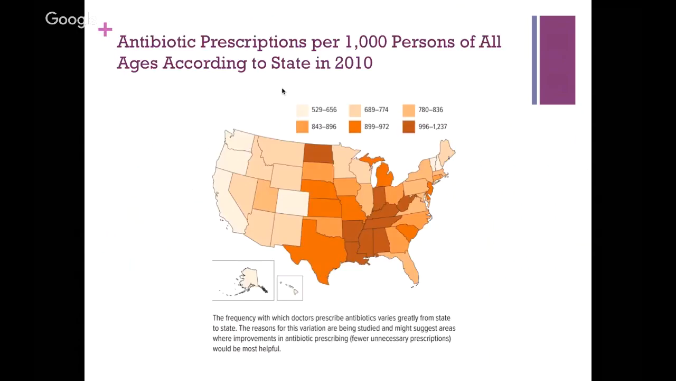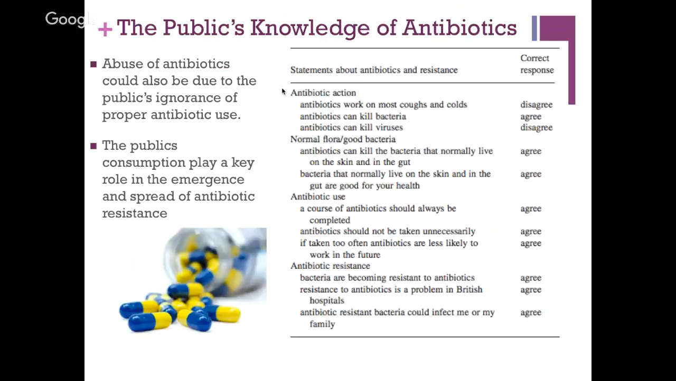And this map was illustrating that point about how they're abundantly prescribed in the US. In some states, more antibiotic prescriptions are prescribed in the population, which is crazy if you think about it. North Dakota was an example of this. A reason antibiotics are often abused is just because the public is ignorant and doesn't know any better about how antibiotics are supposed to be used, or exactly what they're used for. And so the public's consumption of antibiotics plays a key role in the emergence and spread of antibiotic resistance.